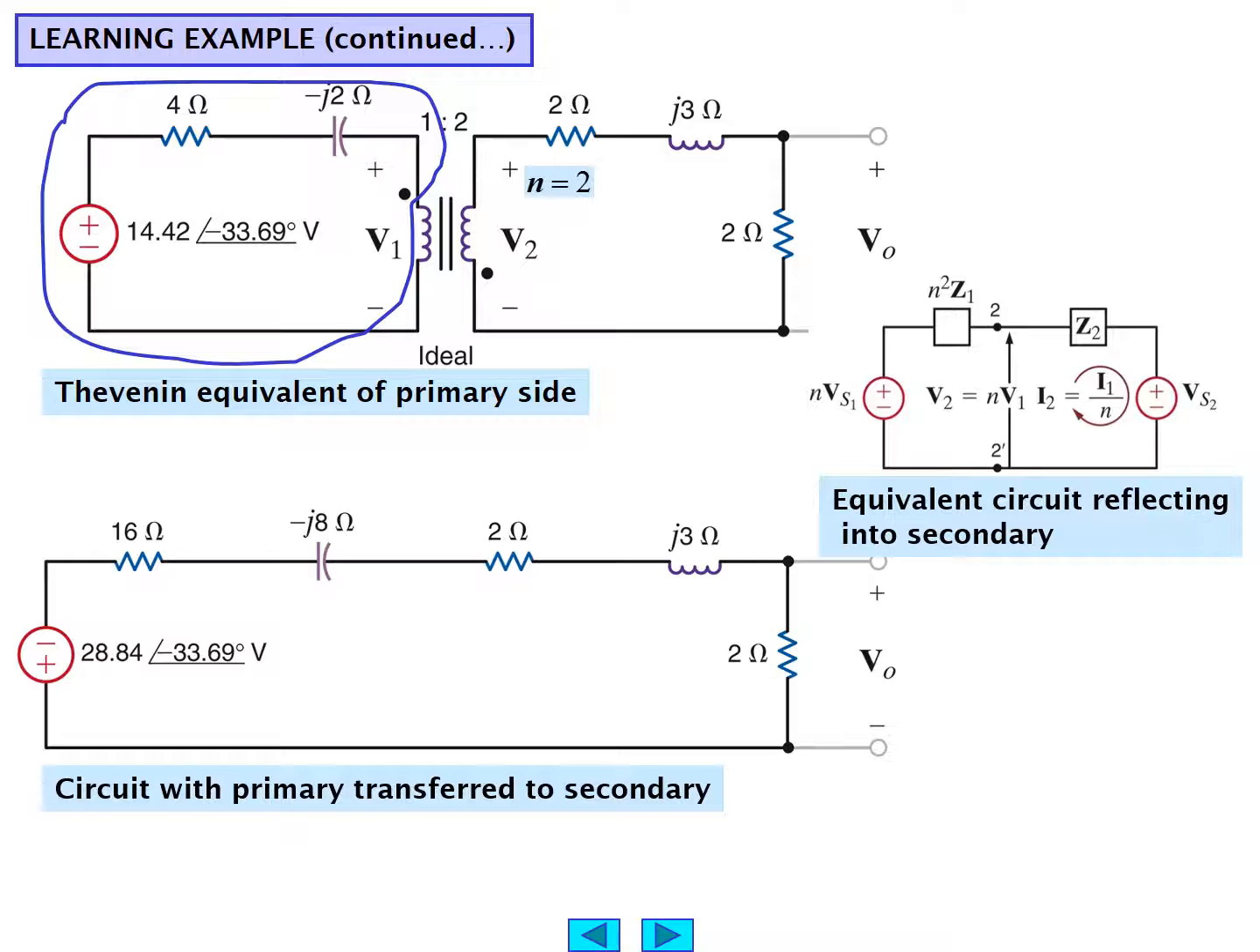However, the impedances in that first circuit, Z1, are multiplied by n squared, which is 4. That's how we got 16 and minus J8. We have now removed the transformer and replaced it by a 2 ohm resistor and a J3 inductive reactance, which is what it had originally, and then in parallel with a 2 ohm resistor, which then provides V0.